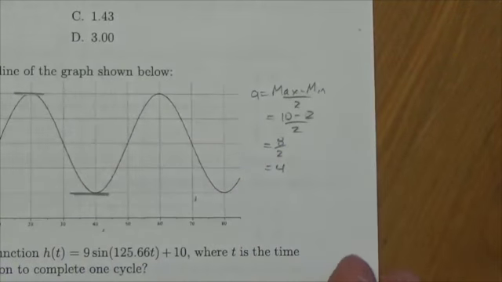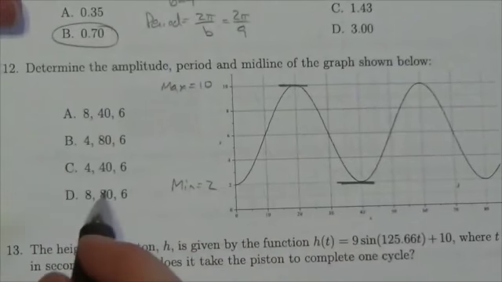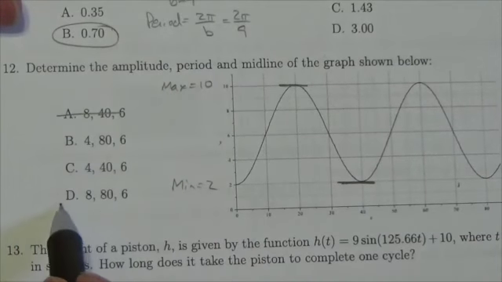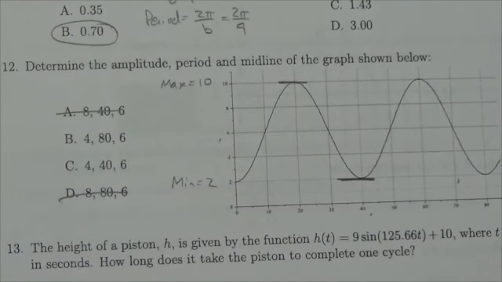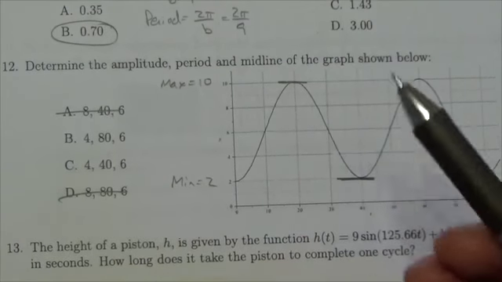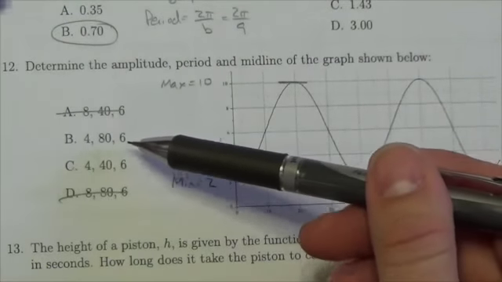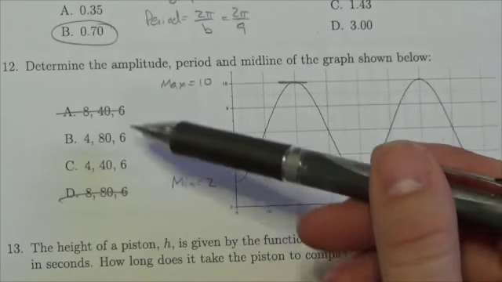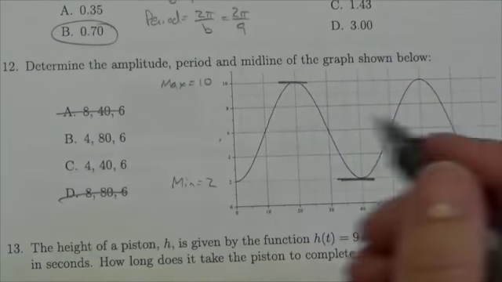So we're looking for something that has an amplitude of 4. Now, when you look at your options here, that's not A, that's not D. So it's one of those two. Now, I don't need to figure out what the midline is. In all 4 of those cases, they wrote 6. So I feel fairly confident the answer is 6 here.